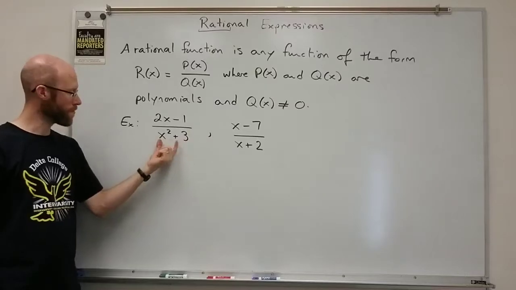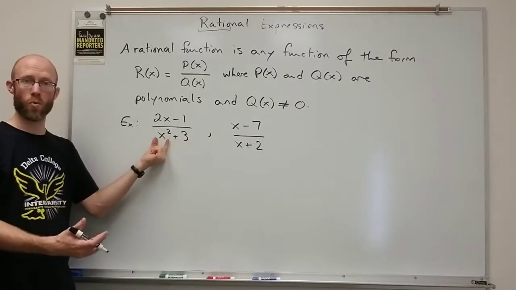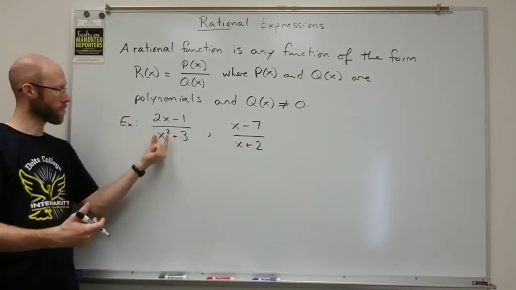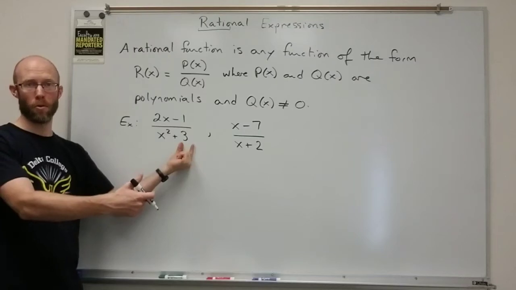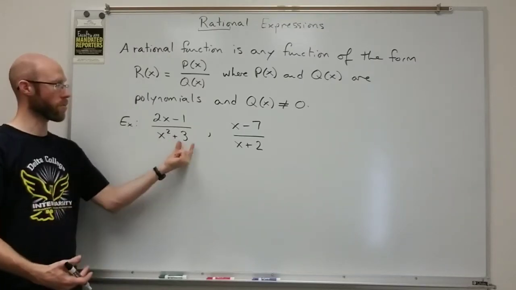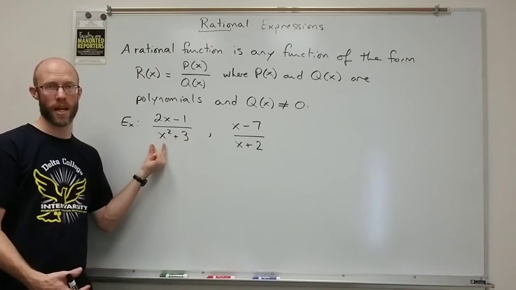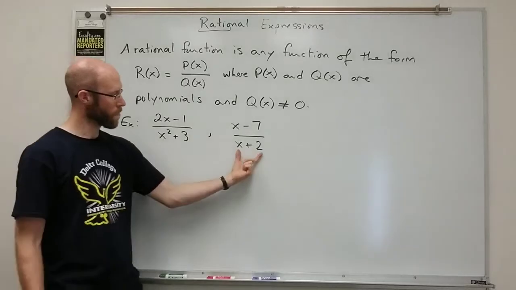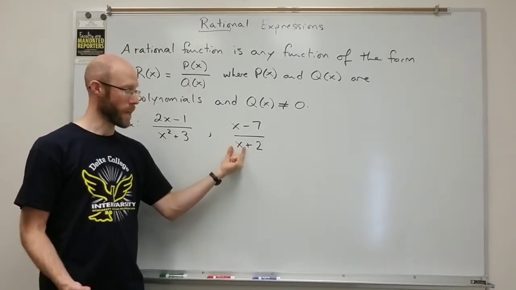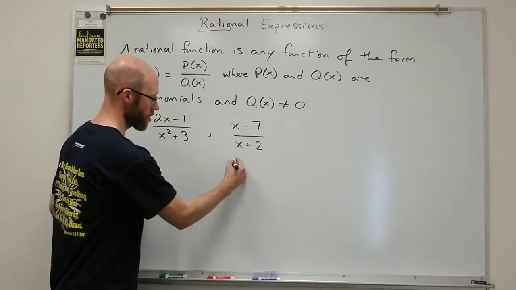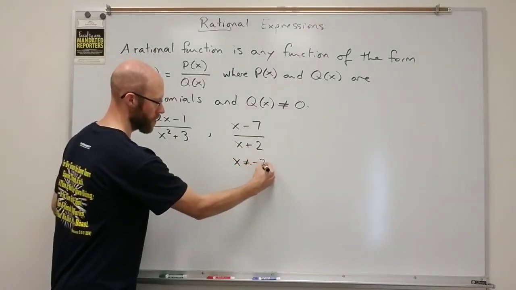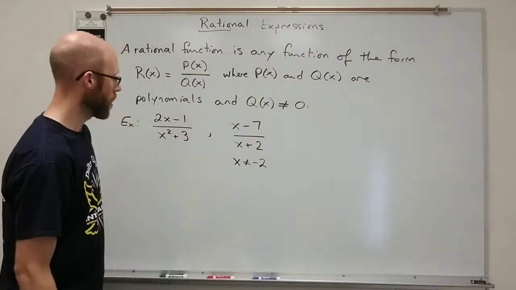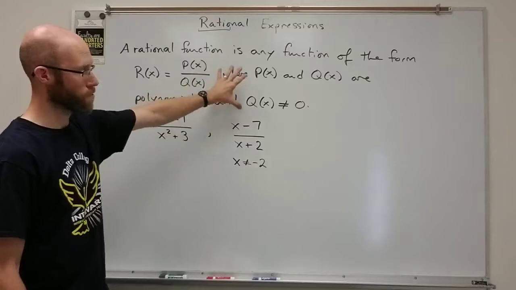Interestingly, in this first one, I have something squared, which is always positive or 0. Adding 3 to it, well, if you take a positive number and add 3, you're going to be more positive. If you take 0 and add 3, you're going to be at 3. You can't have a negative. This will never end up being 0. So this one's okay. But this one here, the bottom can be 0. Namely, if you plug in a negative 2. So here, you cannot have x equaling negative 2, because if you did, the bottom would be 0. Okay, so that satisfies both conditions.